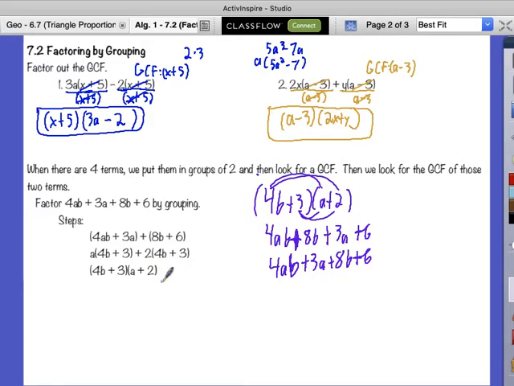So just like we did last class, we started at the end, we're going backwards now. Same idea. We're just doing it with a different type of problem. And we're still using GCFs like we did. We're just using it 3 different times now.